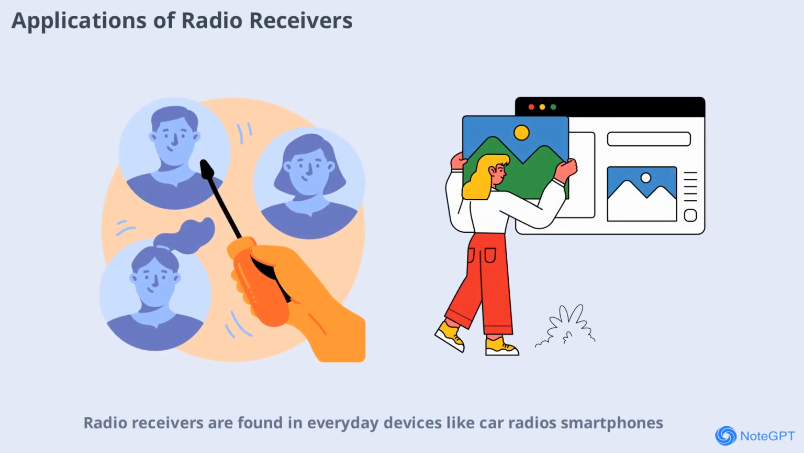Radio receivers are found in everyday devices like car radios, smartphones, and emergency alert systems. They play a crucial role in keeping people informed and connected, especially during natural disasters or important public announcements.